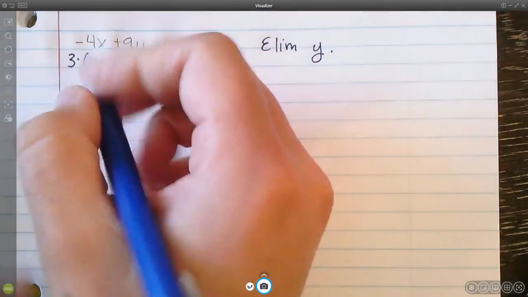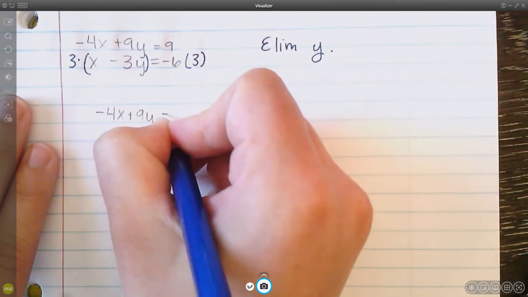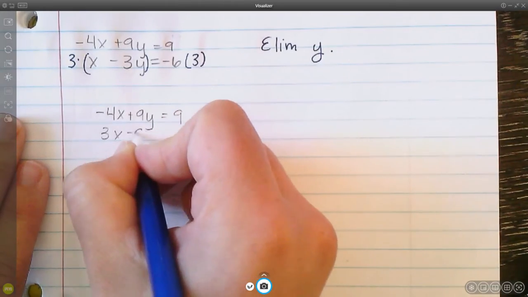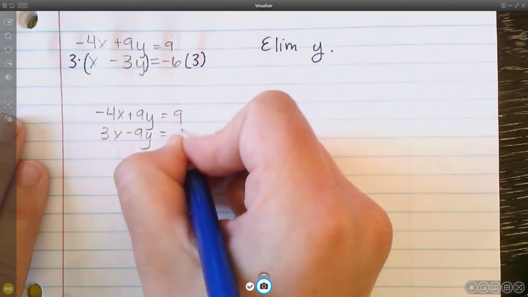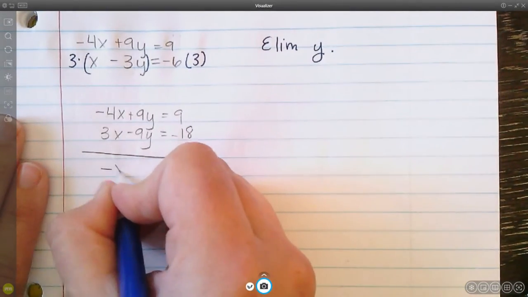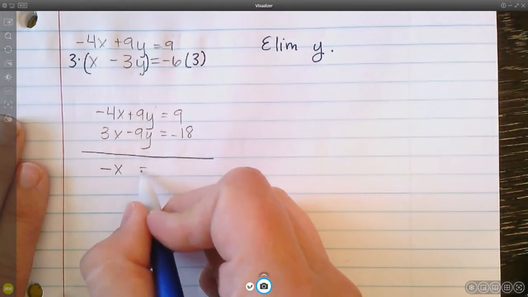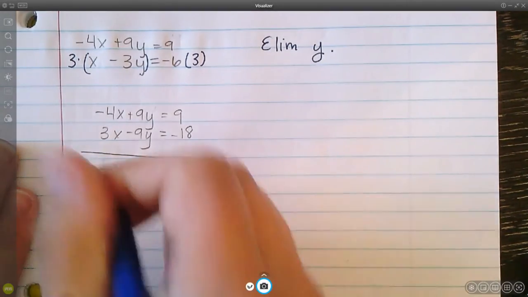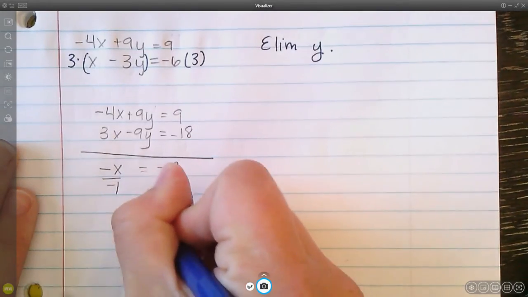So I'm going to rewrite the top one. So you have negative 4x plus 9y equals 9. And then we have 3x minus 9y, don't forget to distribute the 3, equals negative 18. So we have negative x, these two things cross out, equals 9 minus 18 is negative 9. Divide both sides by a negative 1, and you get x equals 9.